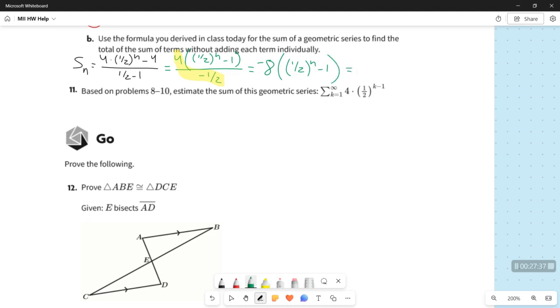And then if you want to get really fancy, if you want to get rid of your negative, you can distribute the negative, but you can leave the 8 out front, giving us 1 minus 1/2 to the n. All of that is technically correct. It just kind of depends on what it is that your teacher is looking for. So if you want an unsimplified version, what is written in black would be fine. If you want a simplified version, I would go with what's in green.